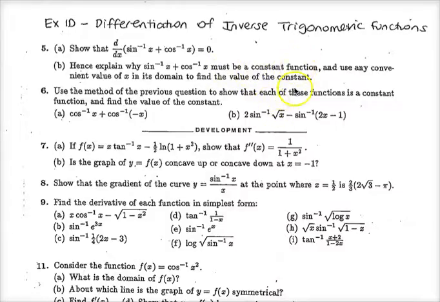So this is saying explain why it must be a constant function. That will be because the gradient of the curve is constant and it's 0, and therefore it'll be of the form y equals some constant, okay? And then it says use any convenient value of x in the domain of these functions to find a value for the constant. Well, girls, you just choose any value.